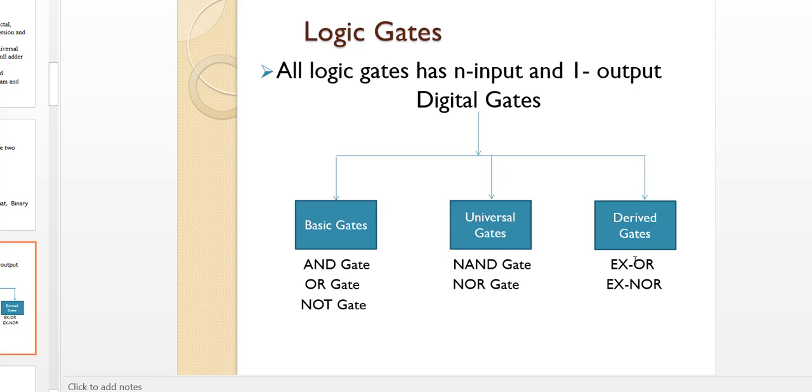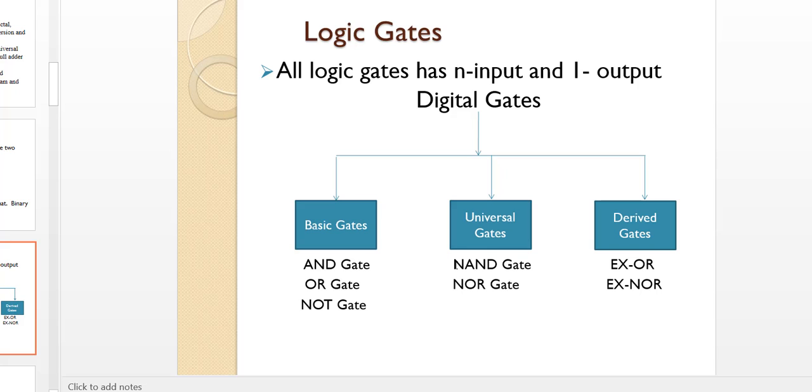Here X stands for exclusively OR gate. As you are seeing, this consists of OR gate with exclusively, so it is derived from OR gate. We are going to see it in further slides also, individually.